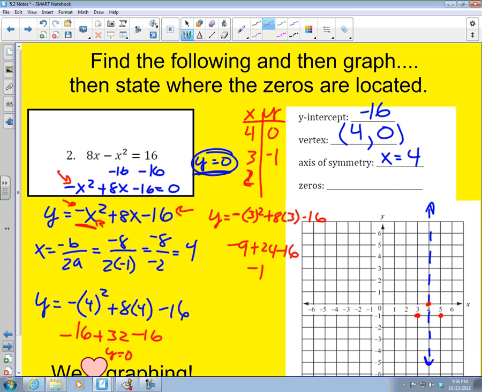So once you get 1 point, you can graph the second one on the other side of the axis of symmetry. Negative 2 squared plus 8 times 2 minus 16. Well, this is 2 times 2 is 4 times this negative is negative 4 plus 16 minus 16. Well, that's negative 4. So here's my other 2 points. 2, negative 4 is right here. It's 2 units away, so I go 2 units over. And that's all the points I need to graph it.